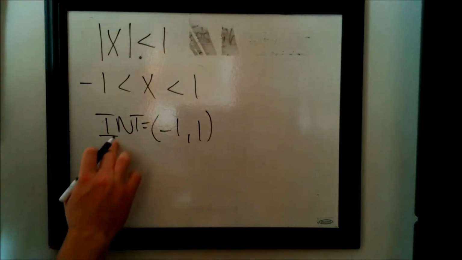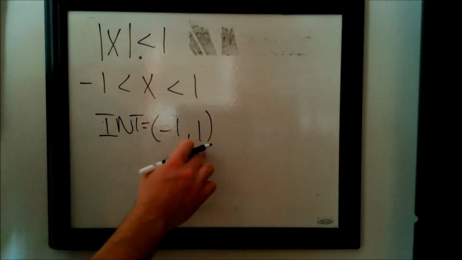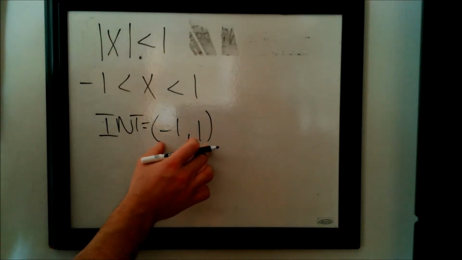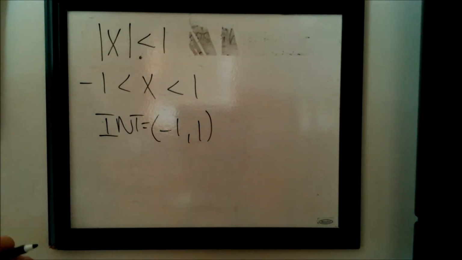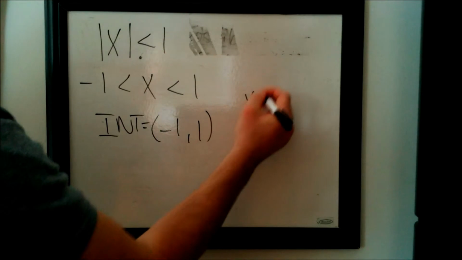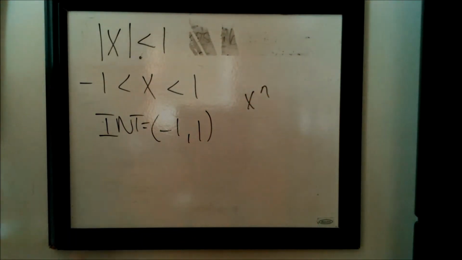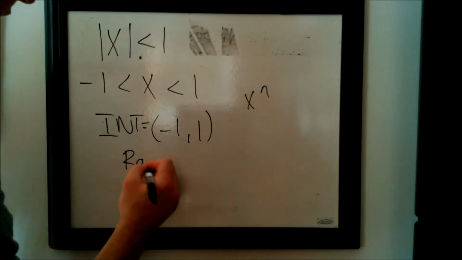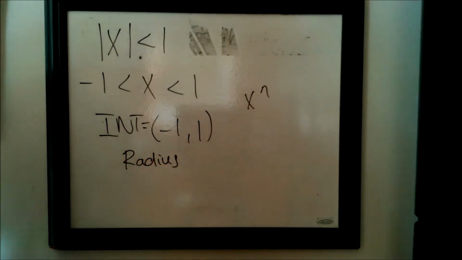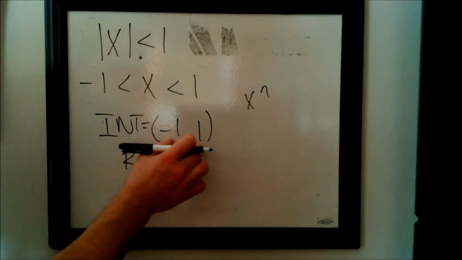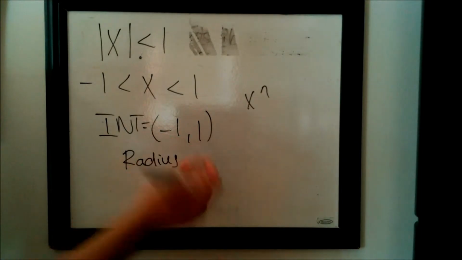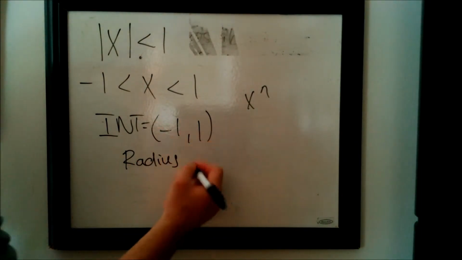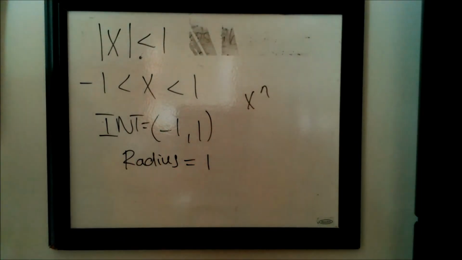So now we know that our interval is from -1 to 1, not including -1 or 1. This means that between these two values for x, the series x to the n will always converge. And our radius of convergence is simply the distance between these two divided by 2, or from the middle out is 1. So our radius in this case will be 1.